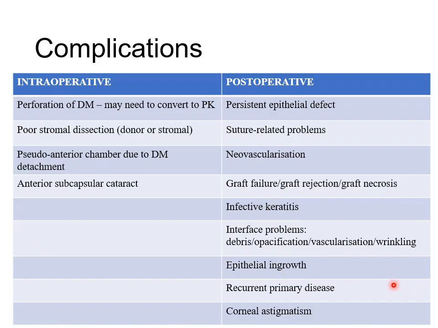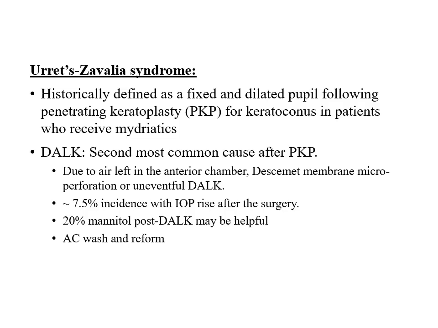Epithelial ingrowth, recurrent primary disease, for example, usually in case of herpetic eye diseases, it is seen, herpetic keratitis. One might face a recurrence of the primary pathology, and of course, corneal astigmatism, because we are, after all, adding some amount of stroma, right? It's not a posterior lamellar keratoplasty. It's a deep anterior lamellar keratoplasty, where invariably some amount of stroma is still being left. So that's the postoperative complications.